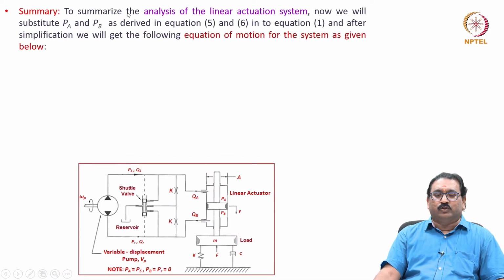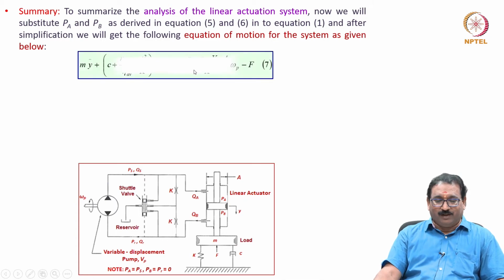To summarize the analysis of the linear actuation system, now we will substitute PA and PB as derived in equations 5 and 6 into equation 1, and after simplification we will get the following equation of motion for the system as given below. I am substituting the PA and PB terms here.